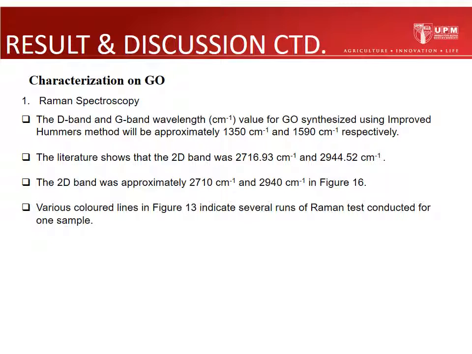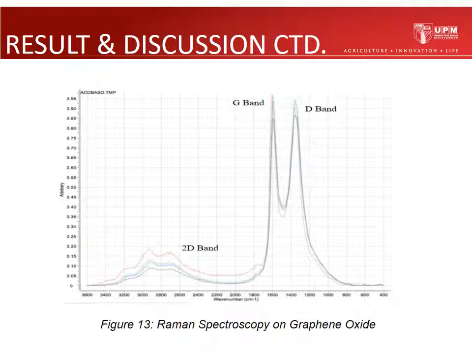To make sure the GO is pure, two characterizations of GO were done, which are Raman spectroscopy and FTIR. For the Raman spectroscopy, the results obtained are approximately the same as in the literature review. This is the graph of the Raman spectroscopy.